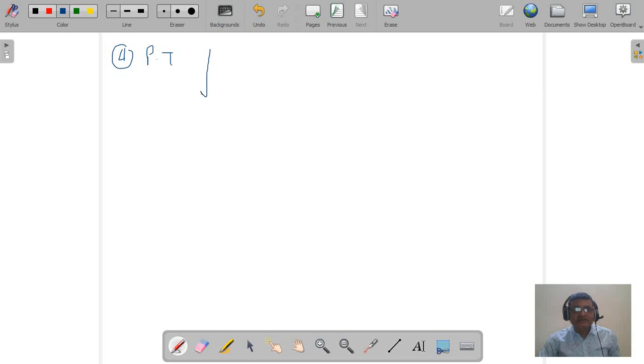Prove that square root of (1 minus sine theta upon 1 plus sine theta) is equal to sec theta minus tan theta.